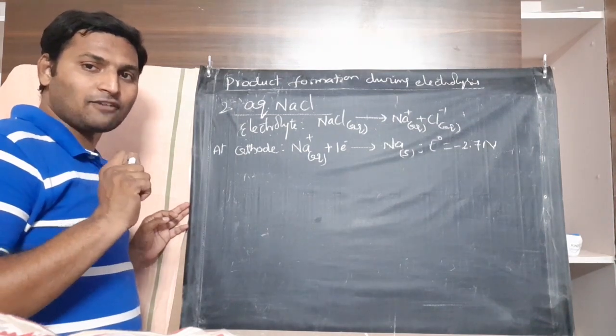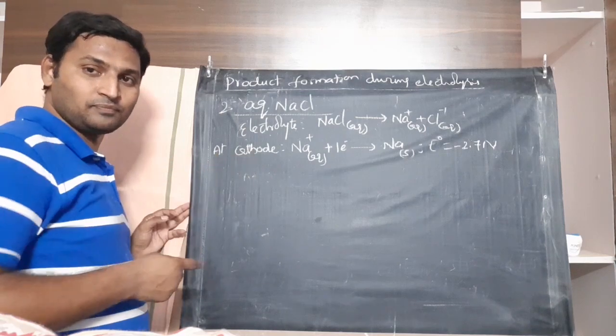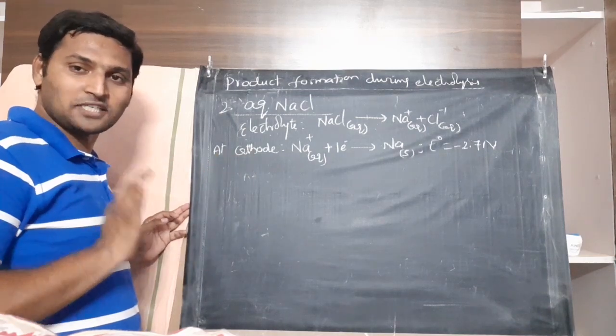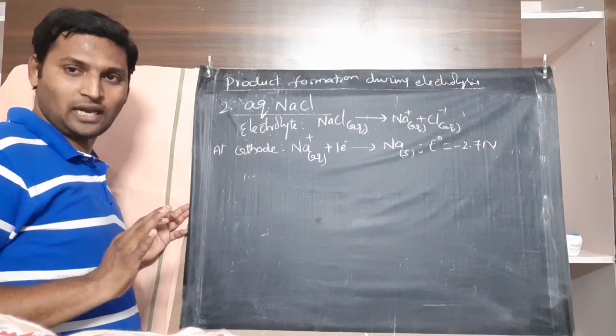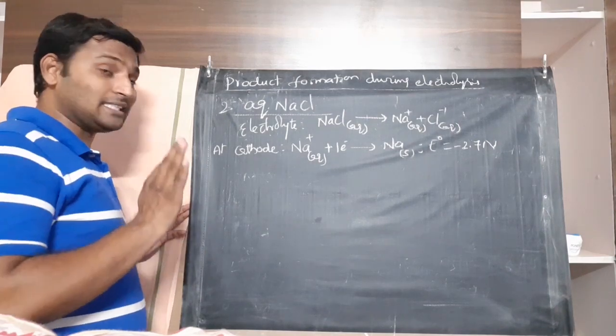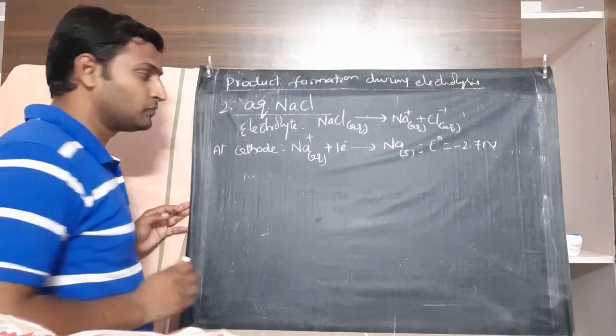A few students or few books have a fallacy that they use H plus ions. Water doesn't ionize into H plus and OH minus. Water undergoes ionization very, very weakly, you know that. That's why it is the water molecules which undergo reduction, not H plus ions from water.